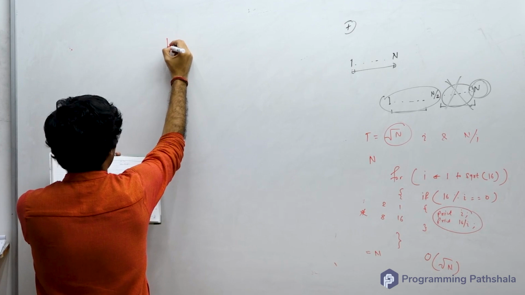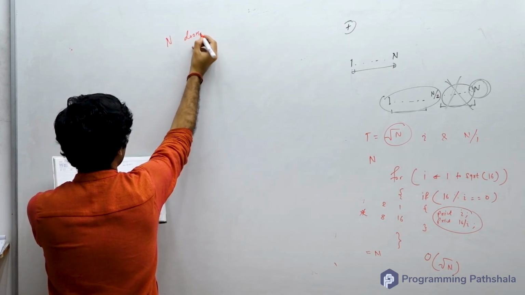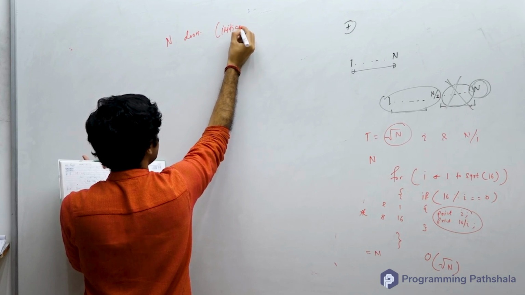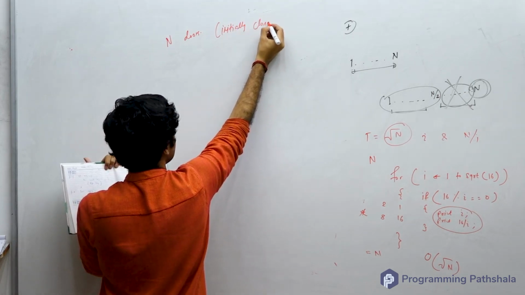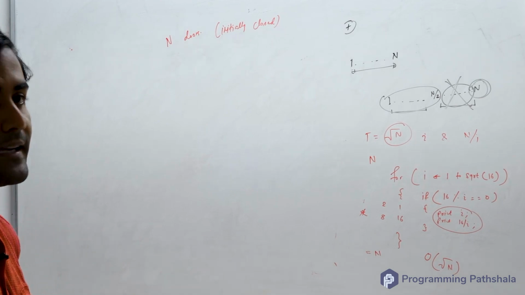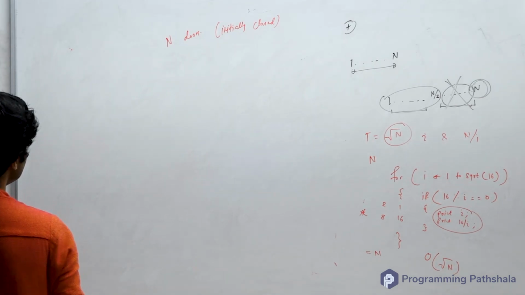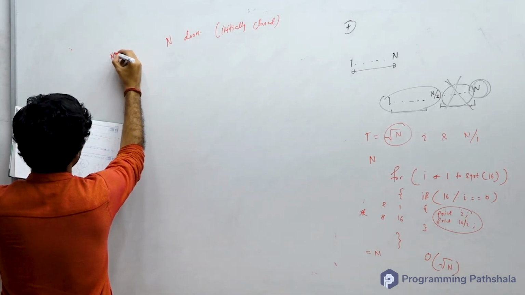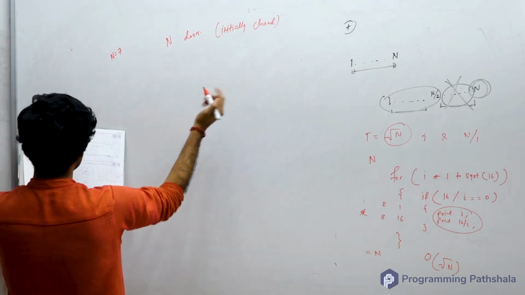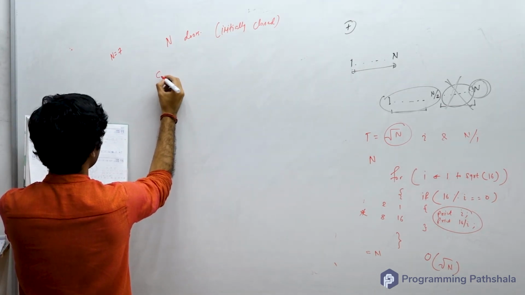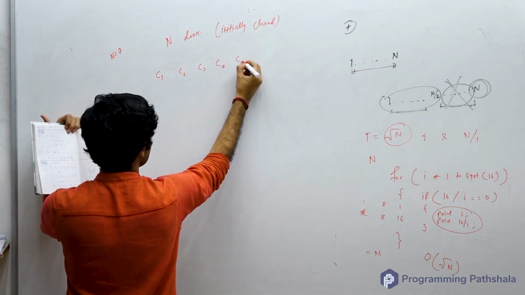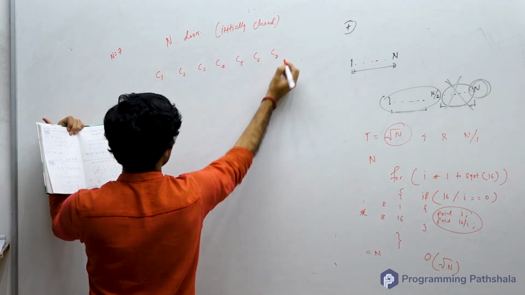So there are n doors, and all doors are initially closed. Just for the sake of an example, I am taking n equals 7. So initially all the doors are closed, and I am denoting them by closed 1, closed 2, closed 3, closed 4, closed 5, closed 6, closed 7.